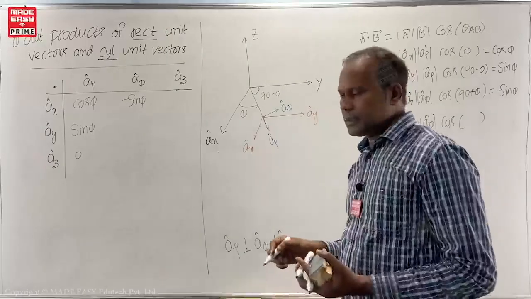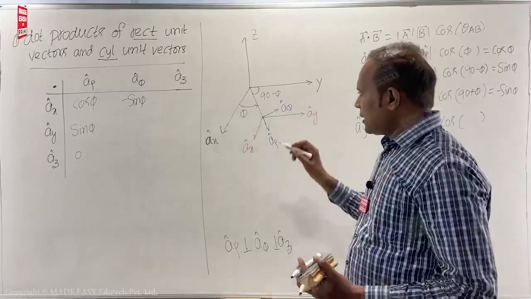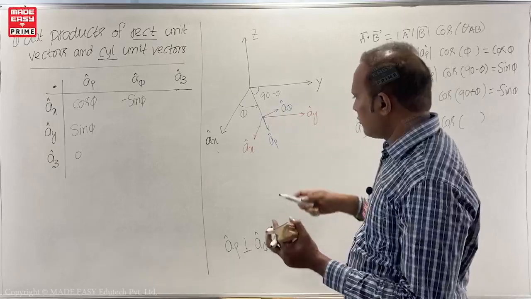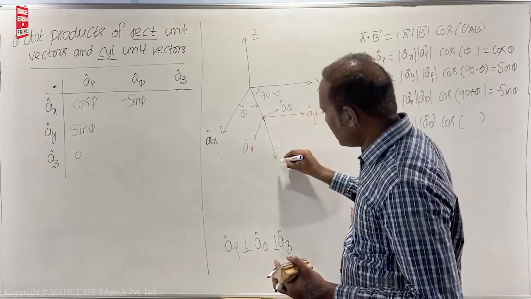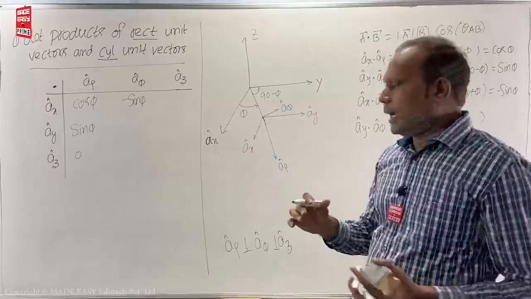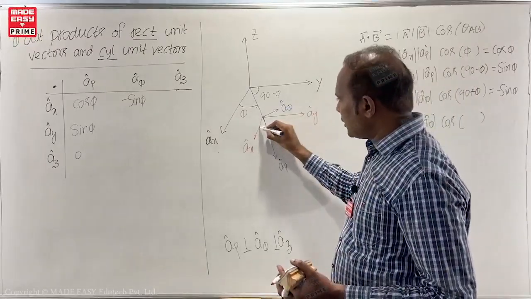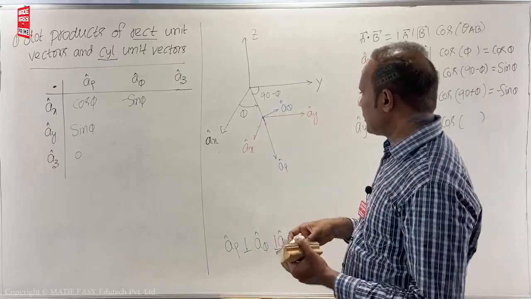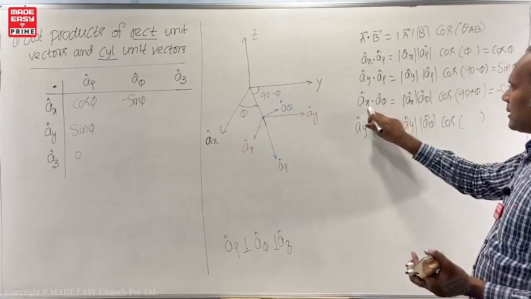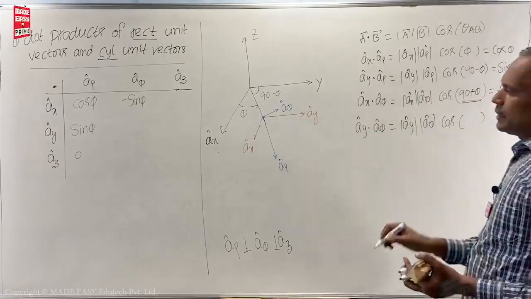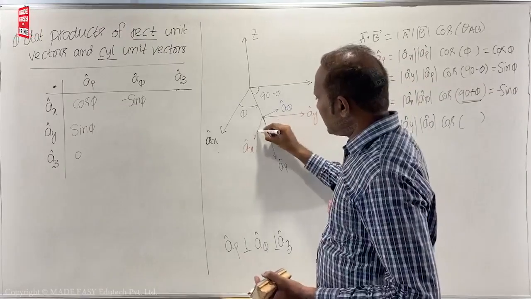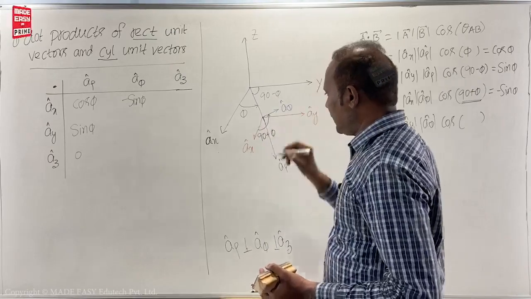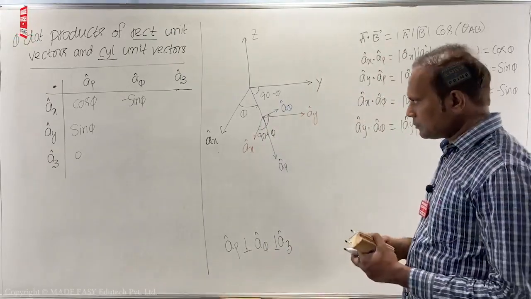y axis. Okay, now what is the angle from x axis to phi axis? Already you have seen that. So the angle from x axis to phi axis is 90 plus phi. So the angle from x axis to phi axis is this one, 90 plus phi. That is correct.